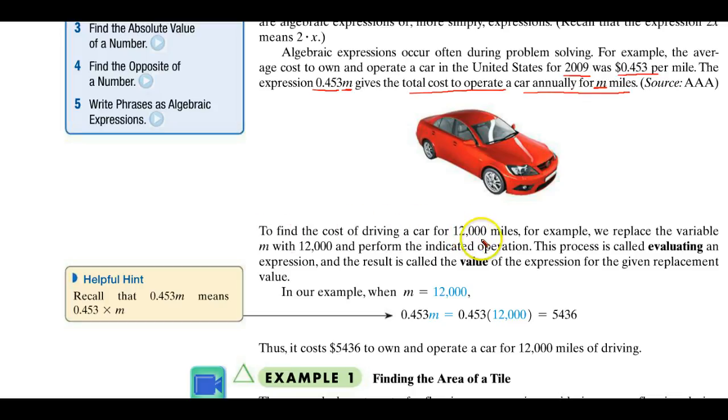So, to find the cost of driving 12,000 miles, what we would do is say that M is 12,000. So we now replace the letter M in this little item up here, that expression, multiply it by what it costs for each mile, and we get that for owning a car for 1 year cost someone $5,436. Okay.